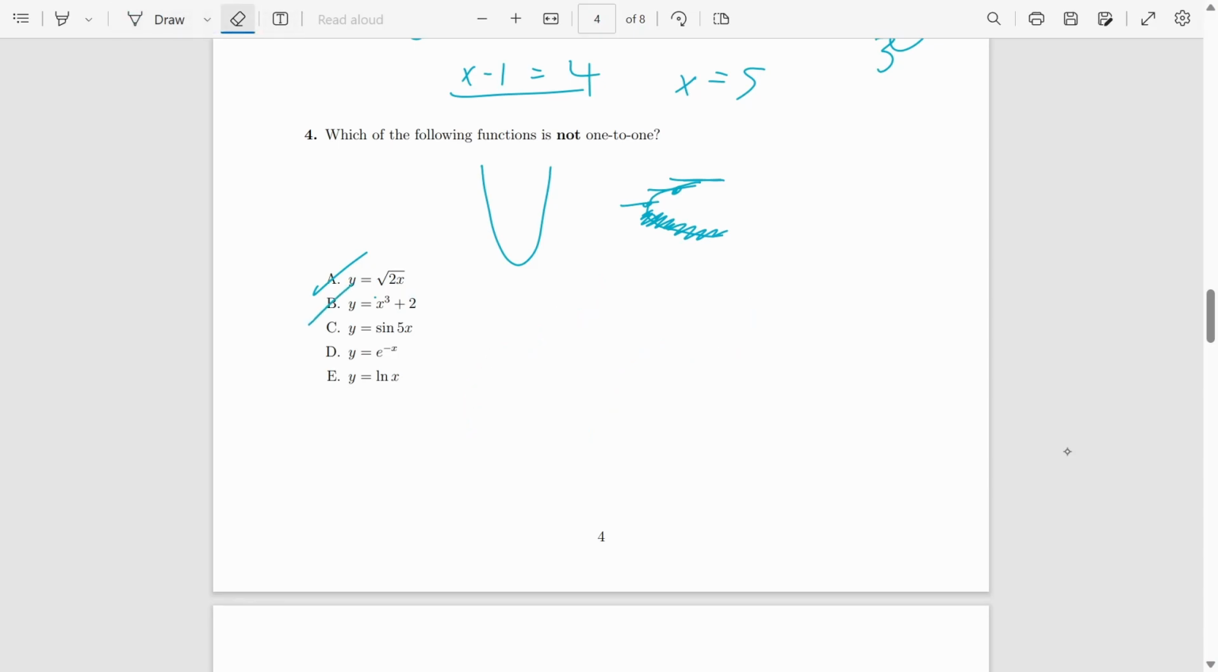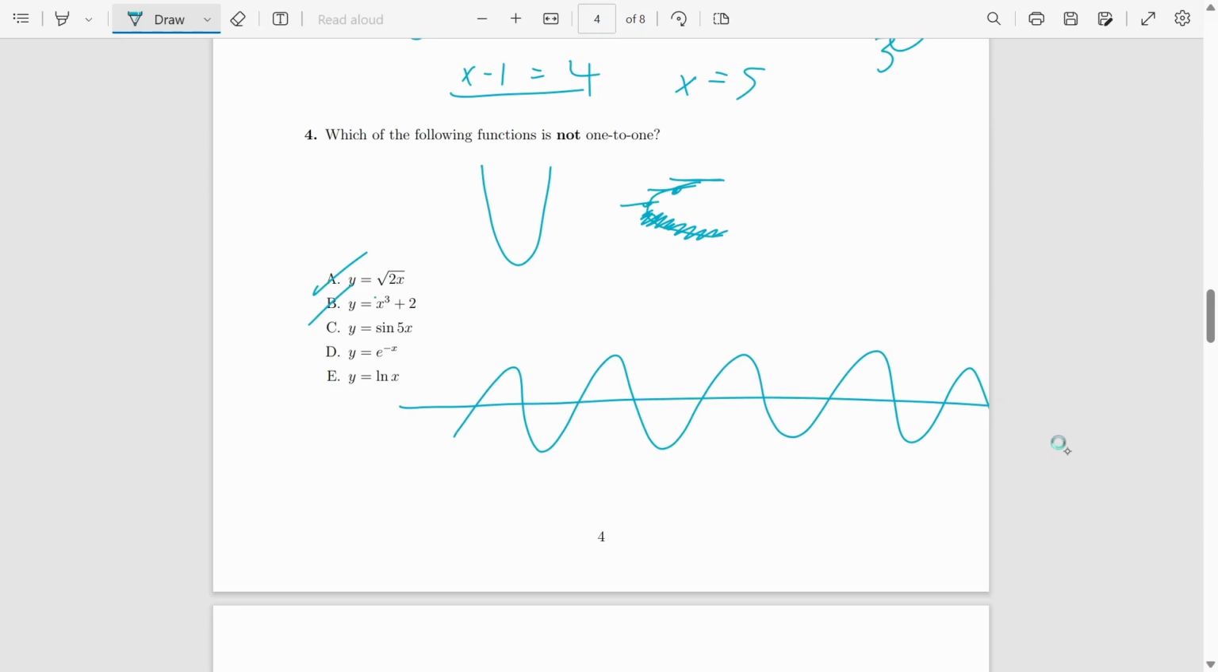C looks pretty promising. It's a sine function. And hey, what does sine look like? It just keeps repeating this motion forever. And oh yeah, that absolutely violates that test. Look at all these points that it's hitting. It hits an infinite number of points. And the multiple of 5 that it has doesn't change anything. I think it just squeezes it or lengthens it, whichever way it goes, but that also doesn't change it at all. So yeah, that one is not one-to-one, so that ends up being our correct answer.